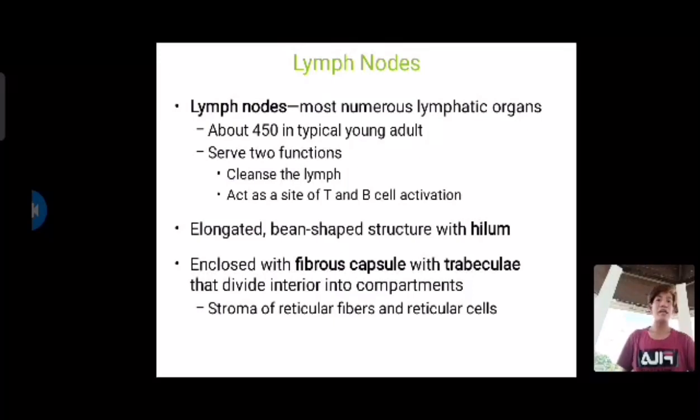The topic is the lymph nodes. Lymph nodes are the most numerous lymphatic organs, and they serve two functions: they clean the lymph and act as a site of T and B cell activation. They are elongated, bean-shaped structures with a hilum, enclosed with a fibrous capsule with trabeculae that divide the interior into compartments, with a stroma of reticular fibers and reticular cells. Lymph nodes are small structures that work against foreign substances such as cancer cells and infections.